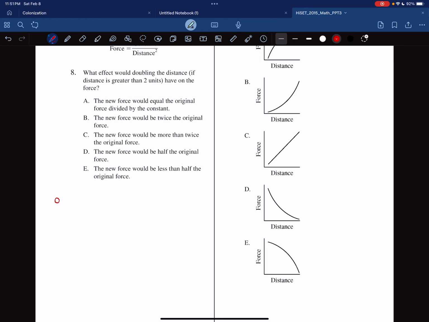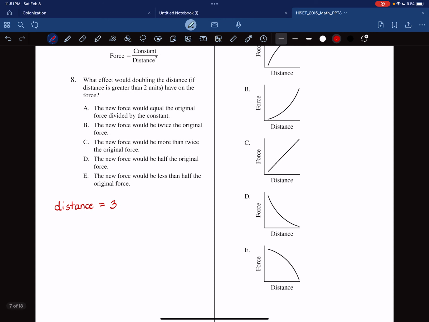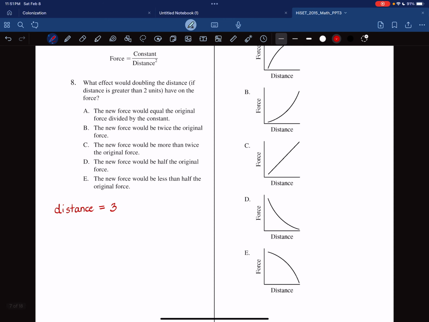So I'm going to say that distance is 3. That's greater than 2 units. So let's work our formula if distance is 3. So we would have force equaling a constant. And you could pick any constant you want to make this work. Distance to the second power.